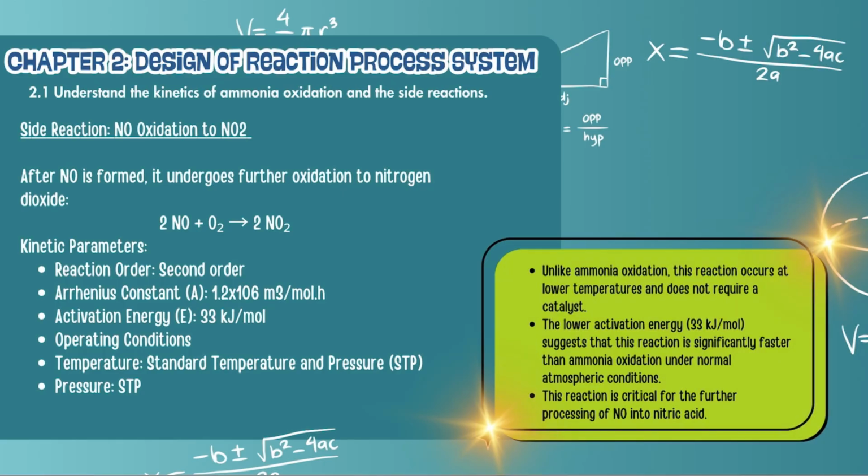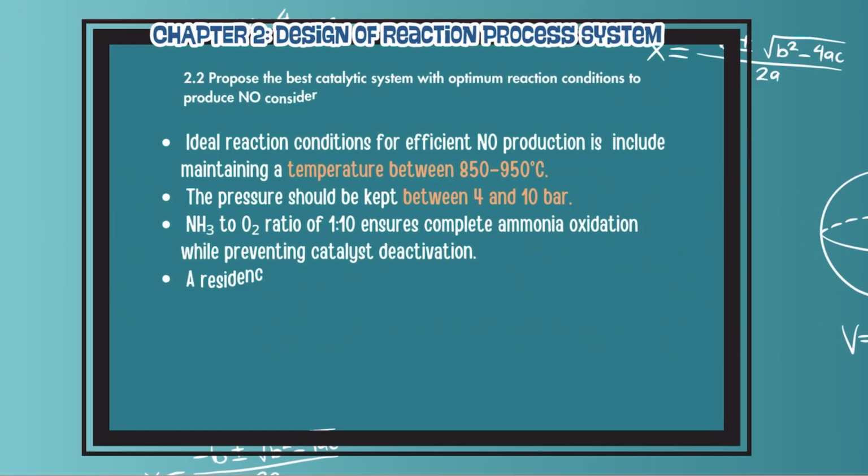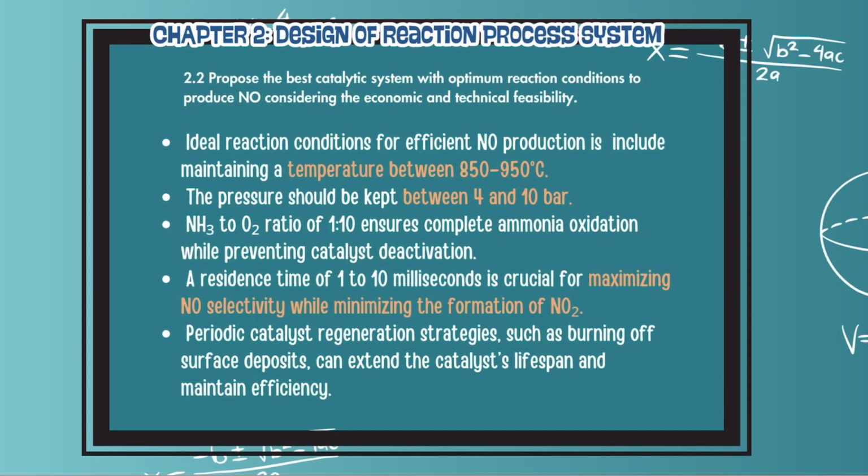To maximize nitric oxide production efficiency, it's essential to use the optimal catalytic system and reaction conditions. The ideal reaction conditions for efficient nitric oxide production include maintaining a temperature between 850 to 950 degrees Celsius to maximize yield while preventing excessive byproduct formation. The pressure should be kept between 4 to 10 bar, striking a balance between enhancing reaction rate and minimizing equipment costs. An ammonia to oxygen ratio of 1 to 10 ensures complete ammonia oxidation while preventing catalyst deactivation.